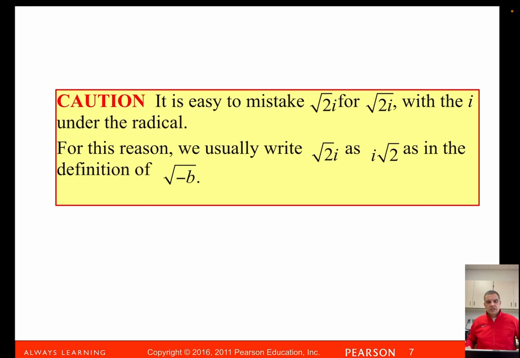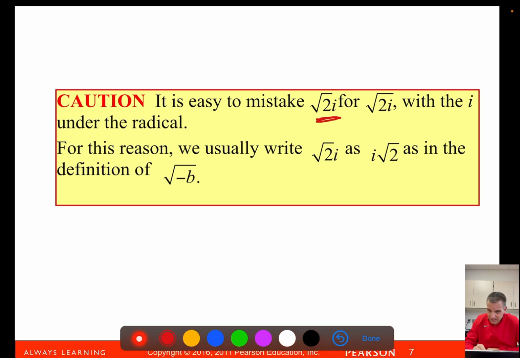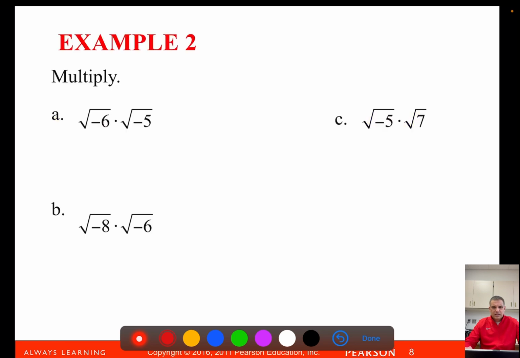So a couple of cautions. It's easy to mistake radical 2 times i for radical with i underneath the radical. So if you'll notice in this one right here, that i isn't underneath the radical. That's why we always try to put it out front instead of putting it behind. If we put it behind, you can easily make that mistake. So that's why you'll always see it as i radical 2, instead of radical 2 times i, because it just gets too confusing when you put it on the end of it. So you'll always see it put there on the front.